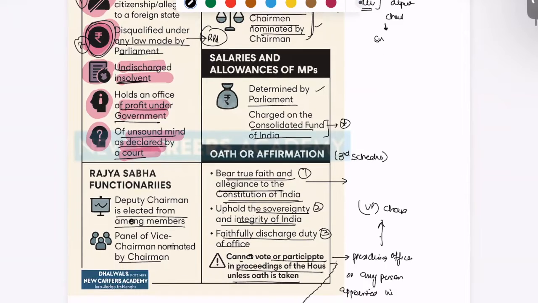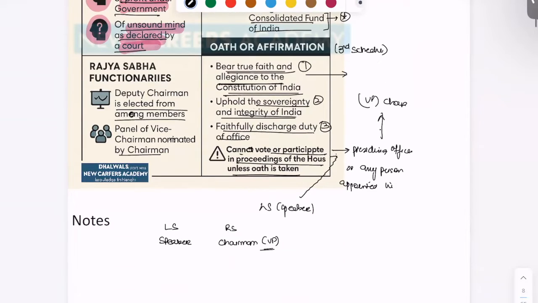Next, oath. You take an oath. Who takes the MP's oath? The presiding officer. The oath is given in which schedule? The Third Schedule. What do you say? I bear true faith and allegiance to the Constitution of India, uphold the sovereignty and faithfully discharge my office.